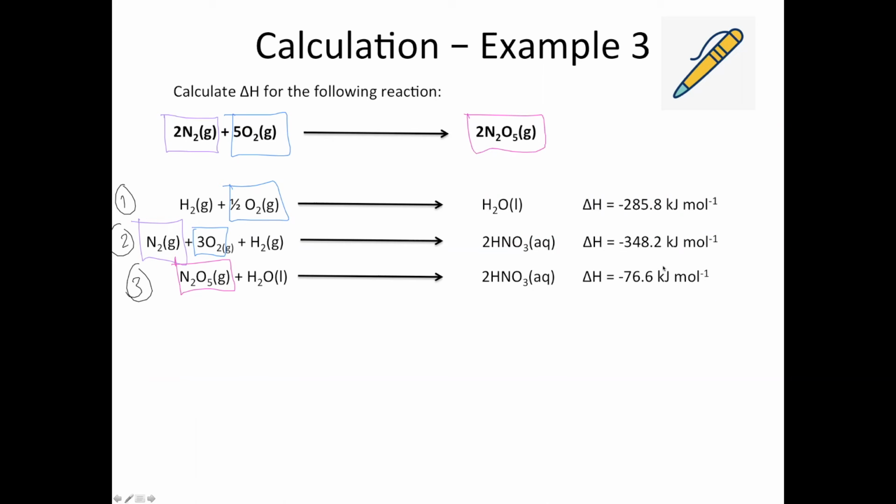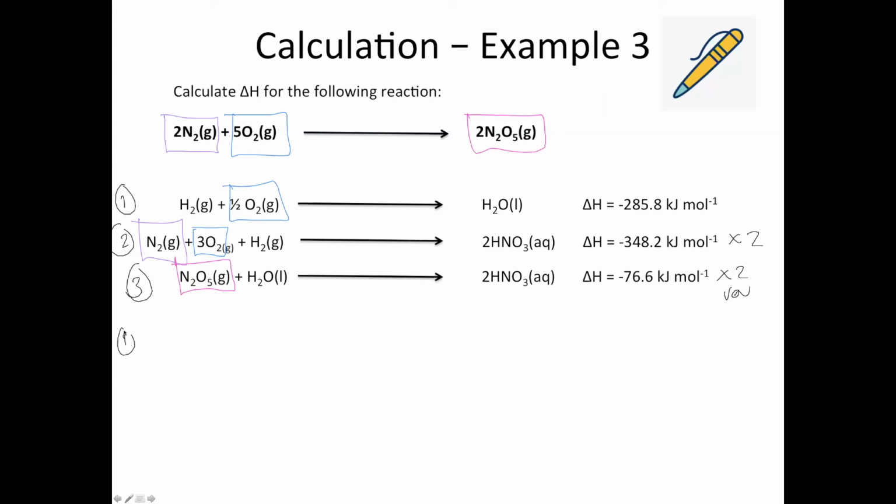Number one doesn't have anything other than oxygen in it, which is not really helpful because oxygen's in another thing, so we're just going to leave that for now. The N2, we need 2 moles of it, so we're going to have to multiply the second reaction by 2. We don't need to reverse it because it's on the correct side. The next thing, the target equation is the N2O5, so we need 2 moles of that, so we're going to have to multiply that by 2, and it needs to be on the other side of the reaction, so we're going to have to reverse it as well.